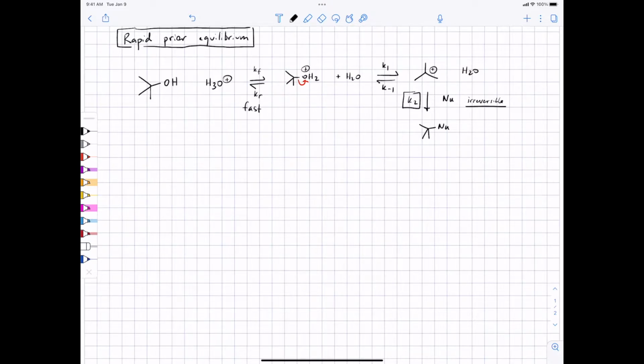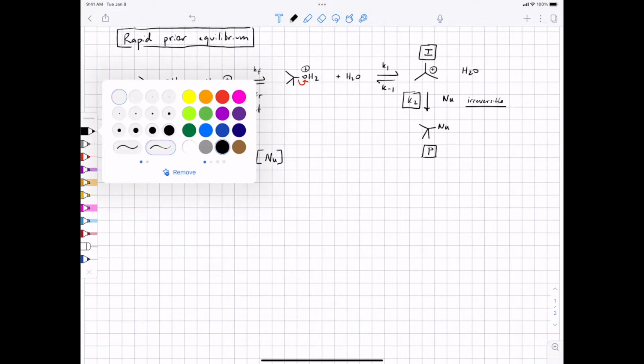So we could write the overall rate of this reaction, the appearance of our product P, as dP/dt equals k2 times the concentration of our carbocationic intermediate I times the concentration of our nucleophile. The problem, of course, is that we don't know what the intermediate I concentration is, so we'll do the same steady state approximation as we've done previously. We will let dI/dt equal 0.